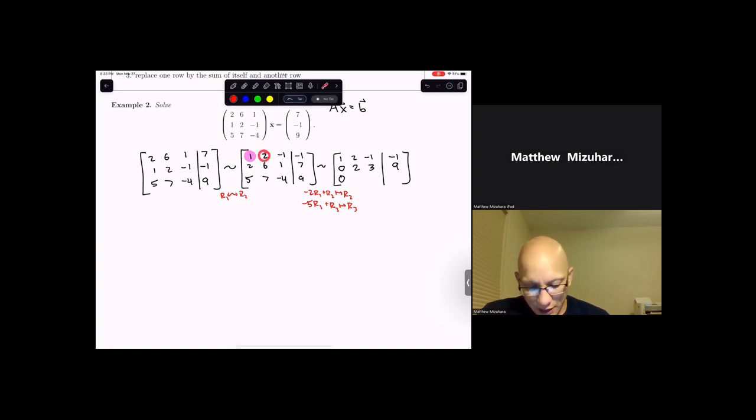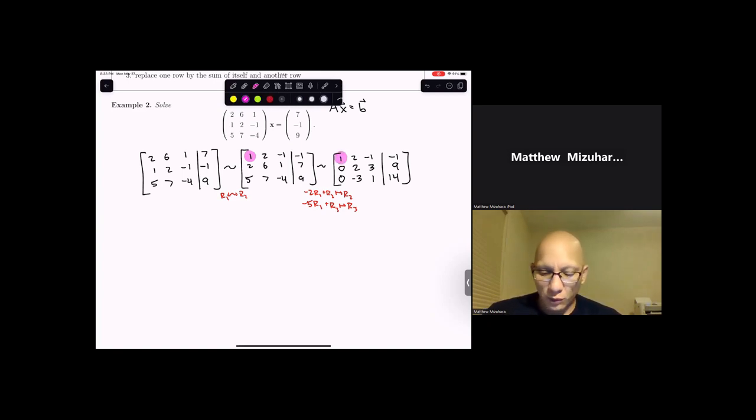Next, -10 plus 7 is -3. Next, +5 minus 4 is 1. And finally, +5 plus 9 is 14. Okay. So at this point, we have successfully zeroed out below that top left pivot point.